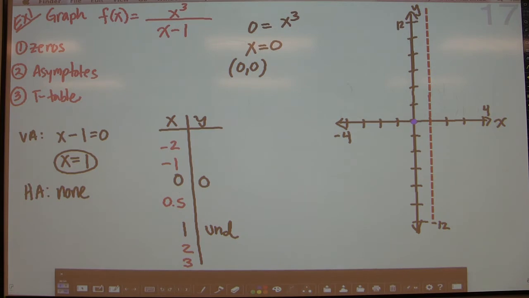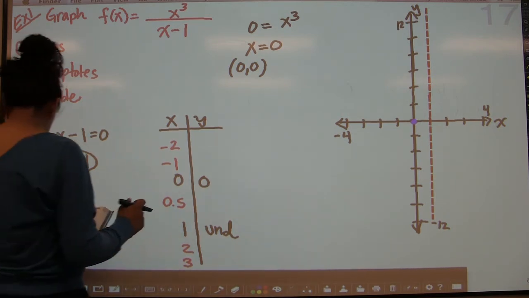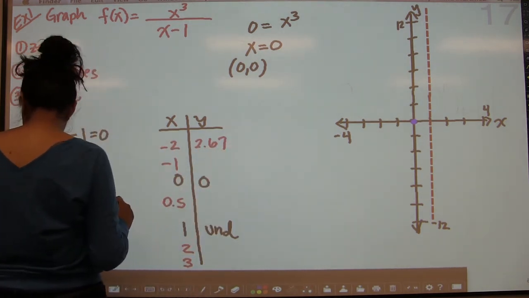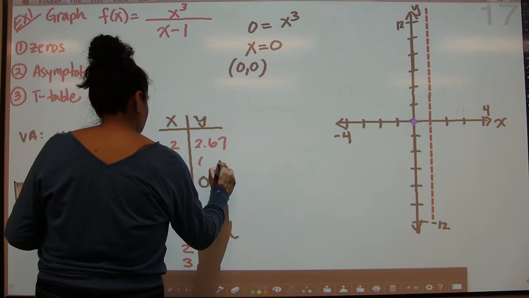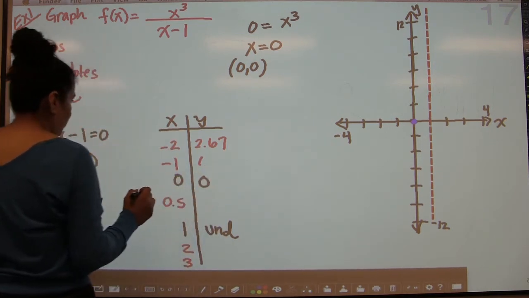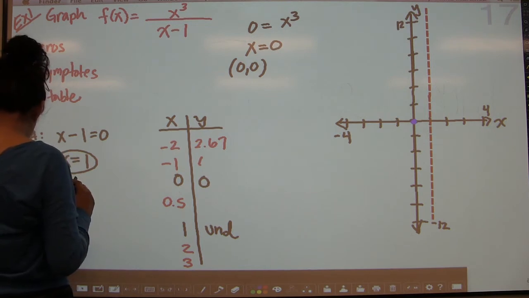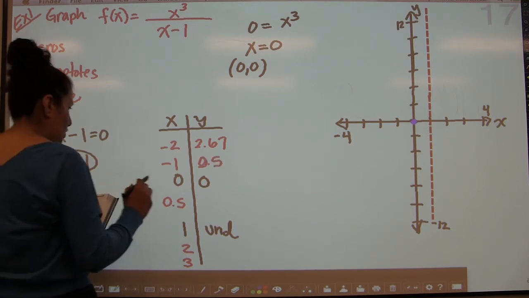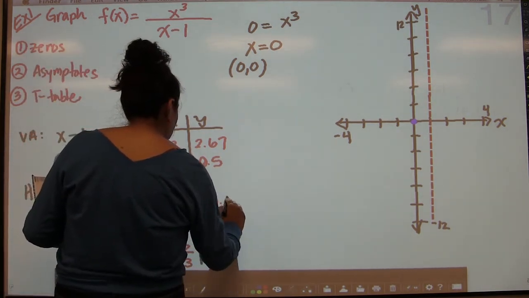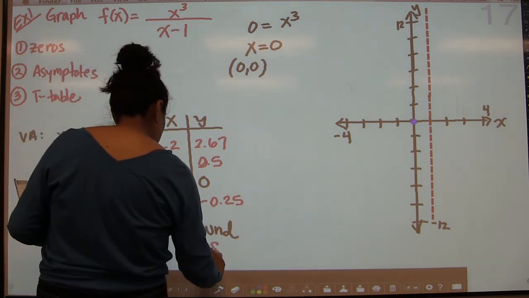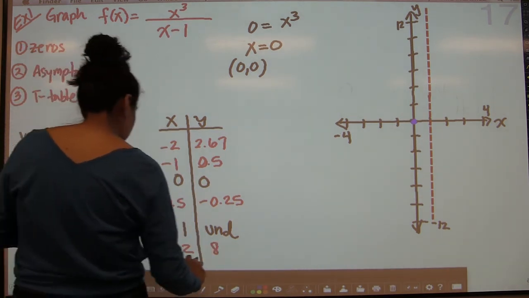So, for -2, we're going to get approximately 2.67. For -1, we're going to get 0.5. And this is just in the interest of time, but you basically need to plug in these x values to get that. When x is 0.5, we get y is -0.25. And when x is 2, you get 8. And when x is 3, you get 13.5.